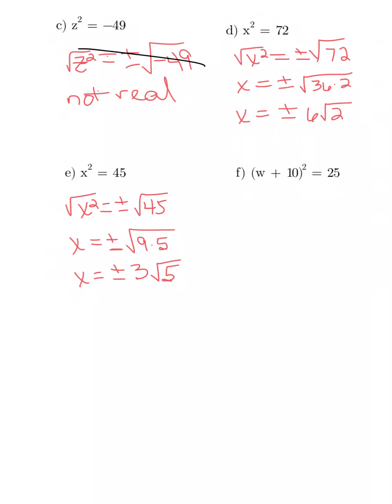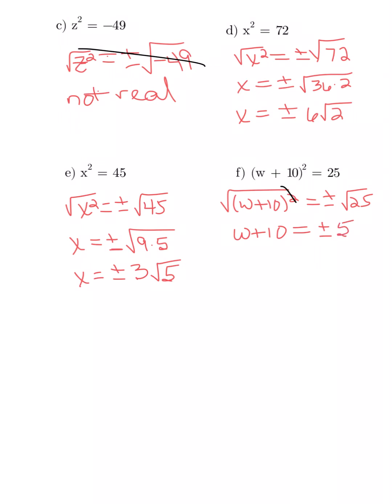On our next example, our variable is contained within a quantity that's being squared. So we're going to use the same idea. We're still going to take the square root of both sides. So we're going to have the square root of the quantity squared equals plus or minus the square root of 25. The square and the square root offset each other, and this leaves us with just the quantity w plus 10 equals plus or minus, and this 25 is a perfect square, and it would be 5.